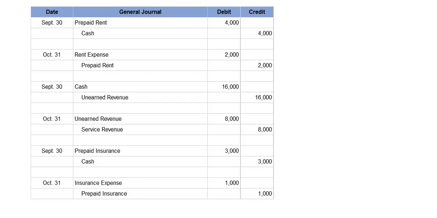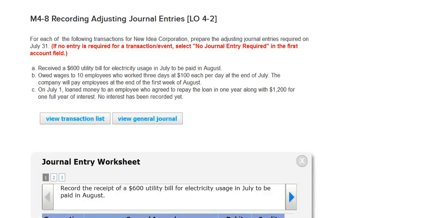Now on to our next problem. Problem 4-8 is based on the information in problem M4-7, also on page 180. This problem deals with accruals. Adjusting entries are required to record accruals because these are revenues and expenses that have not yet been recorded at all. That's because the cash is happening too late. The revenue has been earned, the expense has been incurred, but we haven't yet recorded them. So the accrual adjusting entry just records them.